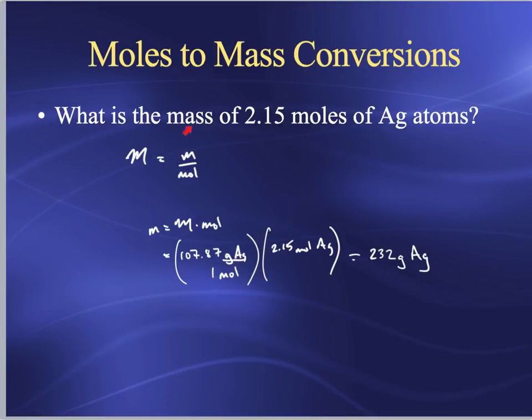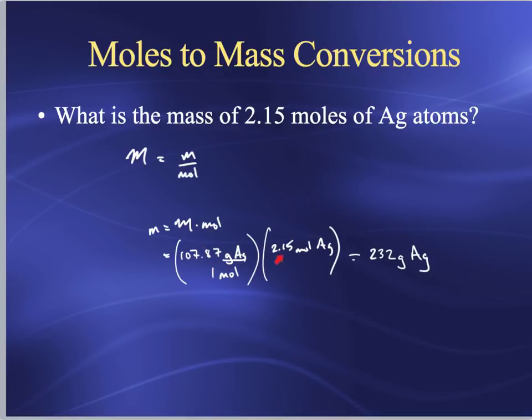So just another example here, what's the mass of 2.15 moles of silver atoms? Well, I'm going to get mass by itself, so bring moles over to the left, right? Multiply both sides by moles. Okay. And then my molar mass for silver is 107.87. By the way, pretty much going to always round molar masses to the hundredths place, so just kind of get in the habit of doing that.